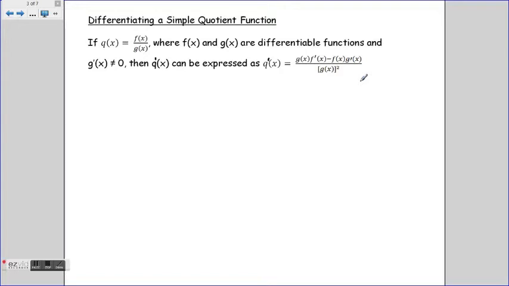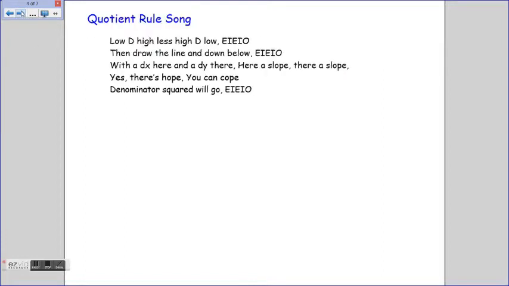Basically, this is the general form of the quotient rule. This is how we would differentiate anything that is in quotient form, so basically a function divided by yet another function. I find the quotient rule a little bit hard to remember. One way that helps me remember it is a quotient rule song. So here's the quotient rule song.